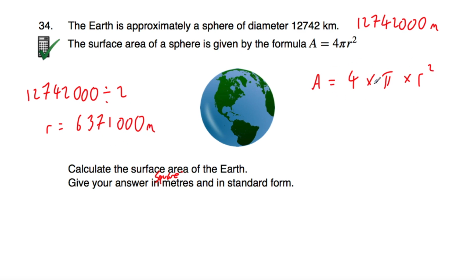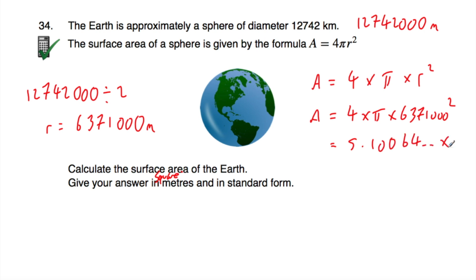When we work out this formula and we work out the surface area of the Earth, we're going to get our answer in square meters. That's fantastic. So now we just need to substitute the radius into the formula to work out the surface area. So the surface area of the Earth is 4 multiplied by pi multiplied by the radius, which is 6,371,000, then squared.